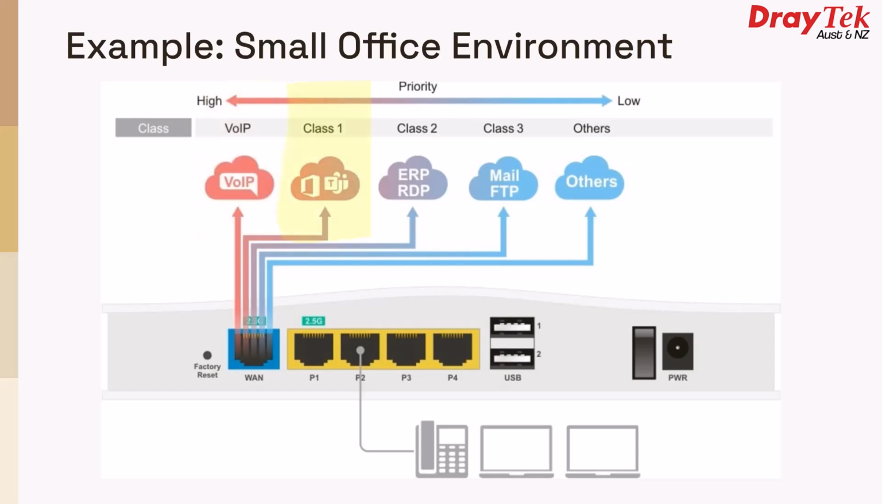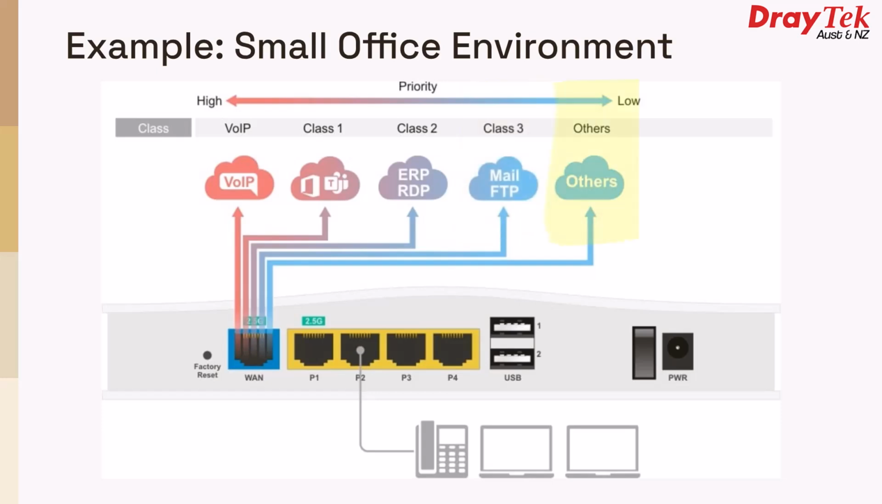Next is video conferencing, such as Teams or Zoom, which is treated as high priority. This helps prevent lag, choppy audio, and frozen video during meetings. Then we have business-critical applications, like ERP systems or RDP servers, set to medium priority. These need reliable performance, so staff can keep working smoothly. After that is general office traffic, such as web browsing, email, and FTP, which is assigned low priority since it can tolerate small delays.